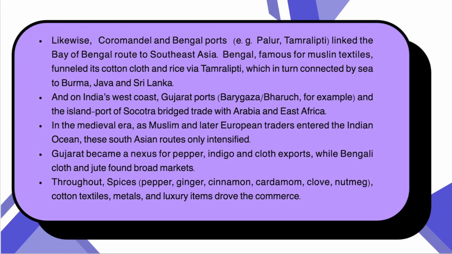On India's west coast, Gujarat ports, Barigaza or Bharuch, for example, and the island port of Socotra bridged trade with Arabia and East Africa. In the medieval era, as Muslim and later European traders entered the Indian Ocean, these South Asian routes only intensified. Gujarat became a nexus for pepper, indigo, and cloth exports, while Bengal cloth and jute found broad markets. Throughout, spices like pepper, ginger, cinnamon, cardamom, clove, nutmeg, cotton, textiles, metals, and luxury items drove the commerce.